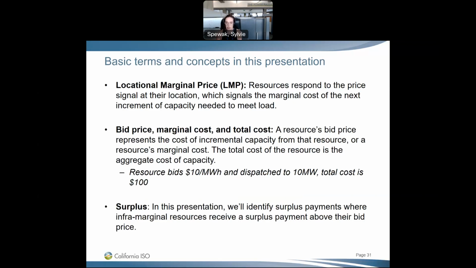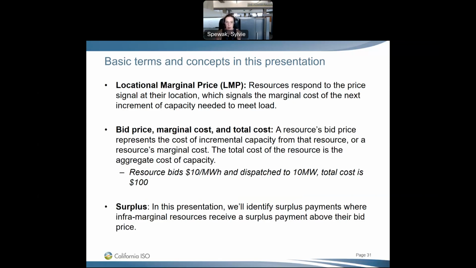The next three terms, I think it's easy to confound when we talk about a specific resource, so I wanted to make a distinction between these ideas and establish a regular convention for this. Some people say bid price, marginal cost, and we're also going to talk about the total cost of a resource. A resource's bid price, that's the bid that they submit to the market, traditionally or typically represents the cost of incremental capacity from that resource.